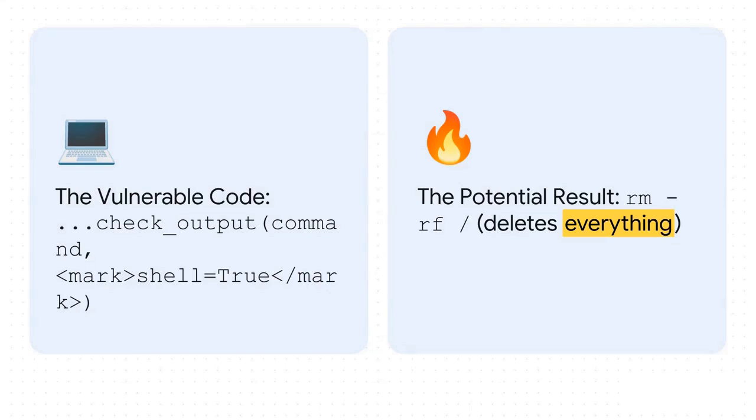And check this out. On the left, that's the one line of vulnerable code. It's set up to blindly trust and execute any command it receives, no questions asked. And on the right, that's what an attacker can do with that trust. They could tell it to delete every single file on the system, or even worse, just download and run some malicious code from their own server. We're talking total system takeover from one tiny mistake.